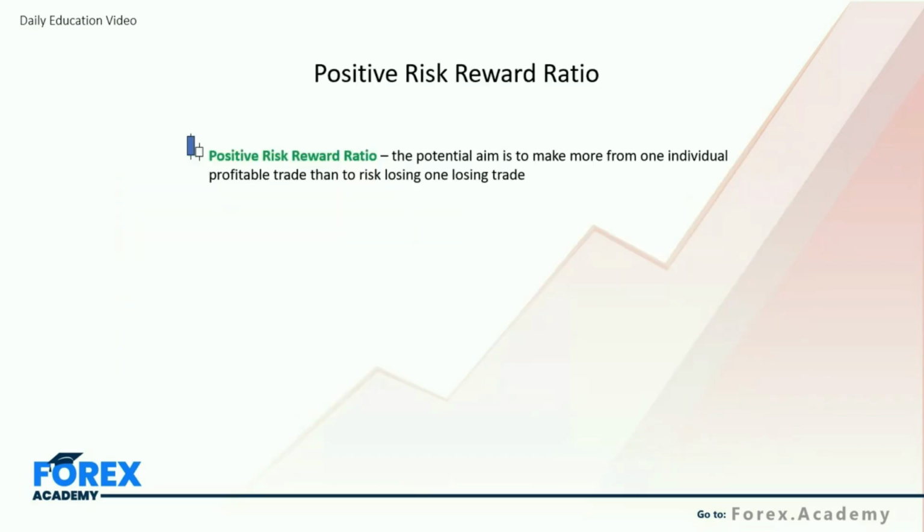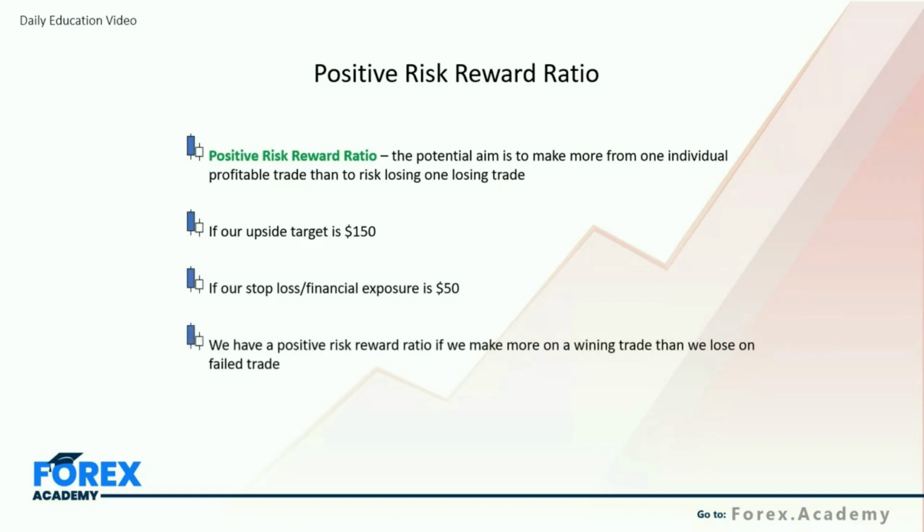Let's finish with the positive risk-reward ratio. We'll define it again: the aim is to make more from one individual profitable trade than you risk losing on one trade. If our upside target is $150 and our stop loss or financial exposure is $50, we are running a positive risk-reward ratio. We have a positive ratio if we make more on a winning trade than we lose on a failed trade. Just to reiterate, we're trying to outgrow the markets, making more on the winning trades than we lose on the trades that fail.